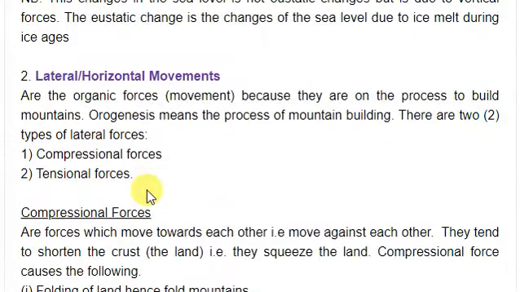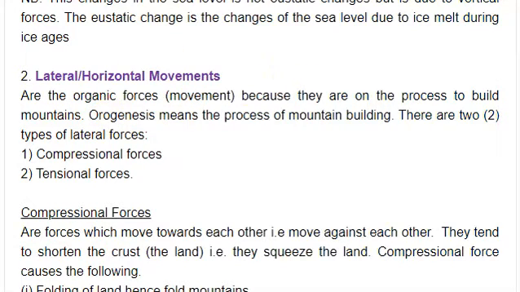From there, let's move to lateral movement. Lateral or horizontal movements are orogenic forces or movements because they are in the process of building mountains. So lateral movement is more important than vertical, because it leads to various features compared with vertical movement. Orogenesis means the process of mountain building.